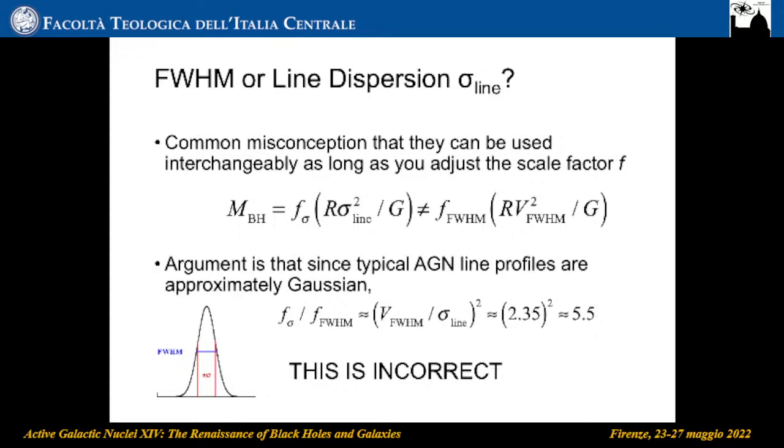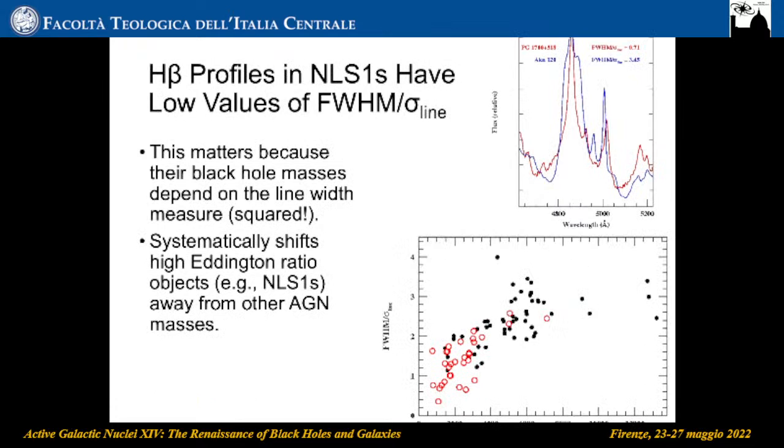We are really talking about fitting the line profile, but we know that in general the profiles are not Gaussian. Here we can see on the top right two extreme examples where the ratio between the full width at half maximum and the sigma line is not constant. So we cannot simply measure one quantity or the other and think that we can get reliable masses of the black holes. We have to pay real attention to the numbers we put in the equation.